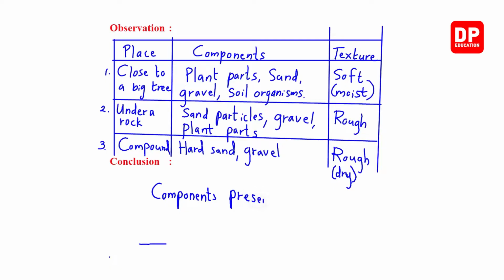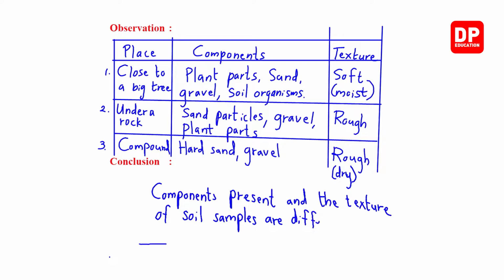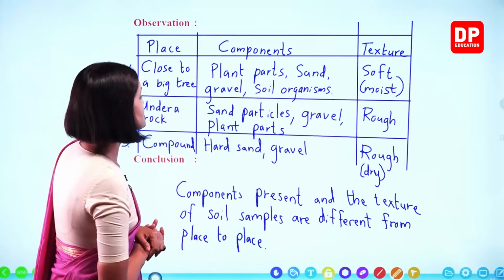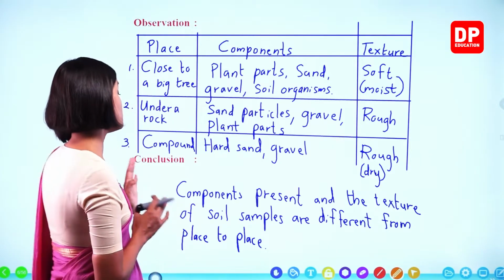Components present and the texture of soil samples are different from place to place. Right children? Components present and the texture of soil samples are different from place to place.